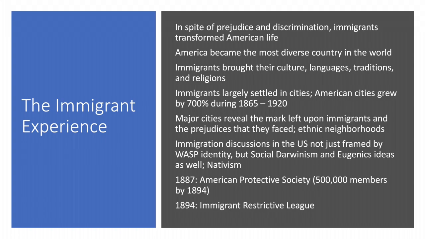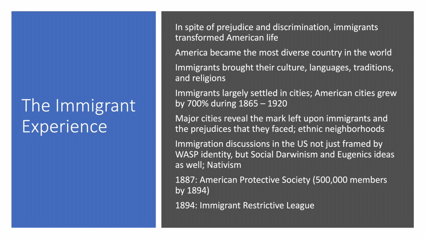Because as I said, American cities grew by 700% during 1865 to 1920. Cities just grew by the millions during this time period. And in those cities, immigrants left their mark. And I just wanted to give you some statistics to back that up. In 1890, in the city of Chicago, 80% of the people who lived in the city are either immigrants or the children of immigrants. 87% of the city of Chicago, a city that has well over 1 million people by 1890, is either immigrants or the children of immigrants.